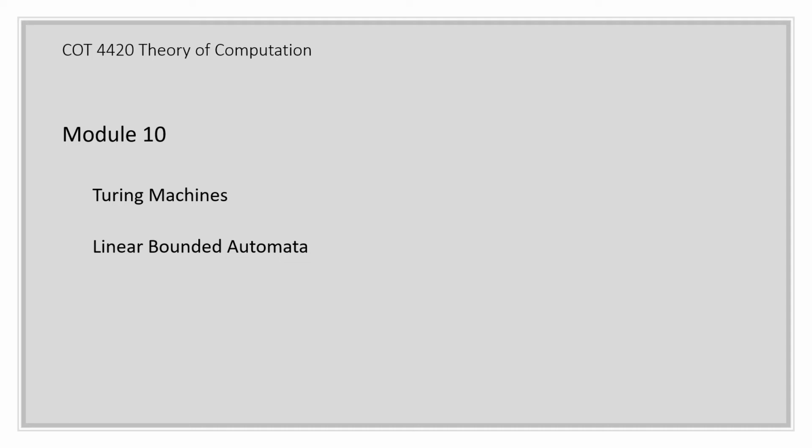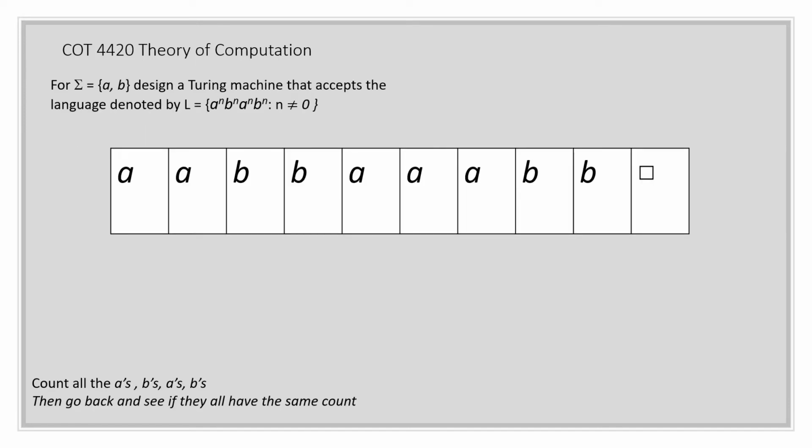Hi, welcome. In this video, we're going to go over some more Turing machines and then a linear bounded automata. So here's a language. We want to develop a Turing machine that accepts this language. This language is a to the n, b to the n, a to the n, b to the n.